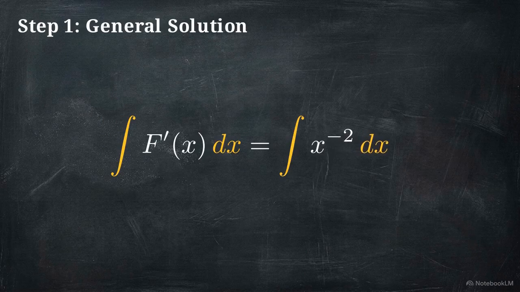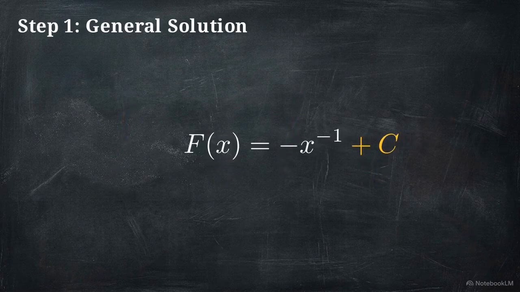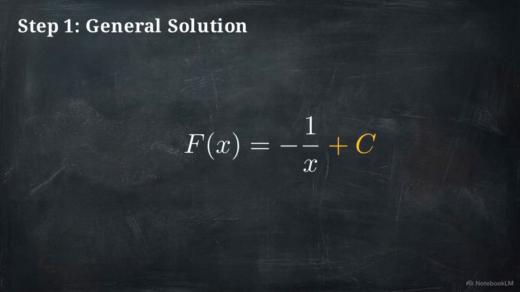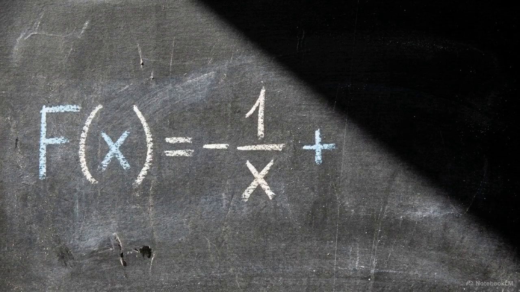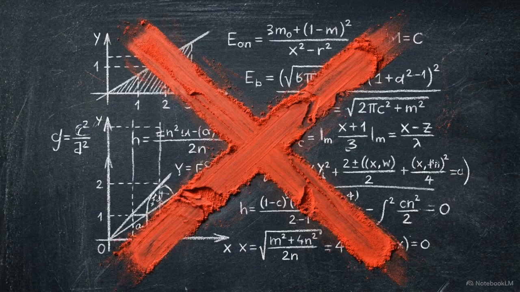Working through the integration gives us our implicit relationship. F of x equals -1 over x plus C. That capital C is the arbitrary constant of integration. It is the exact mathematical representation of those infinite possibilities we saw earlier. If you forget to write that plus C after integrating, your calculation is stuck in the general form. It is the most common point of failure when trying to find a specific solution.